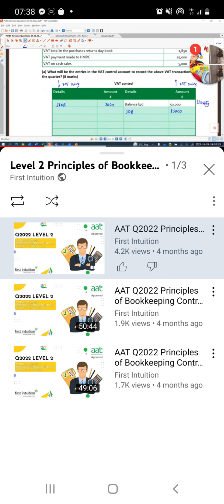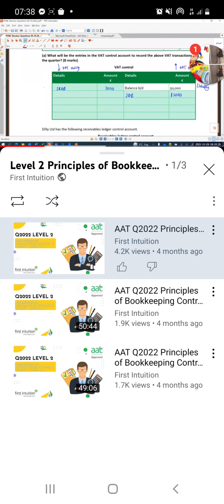Where might I put payments? Any thoughts on that one? On the debit side as well. Yes, remember our little summary. It decreases the VAT that's owing because you've already paid the VAT.